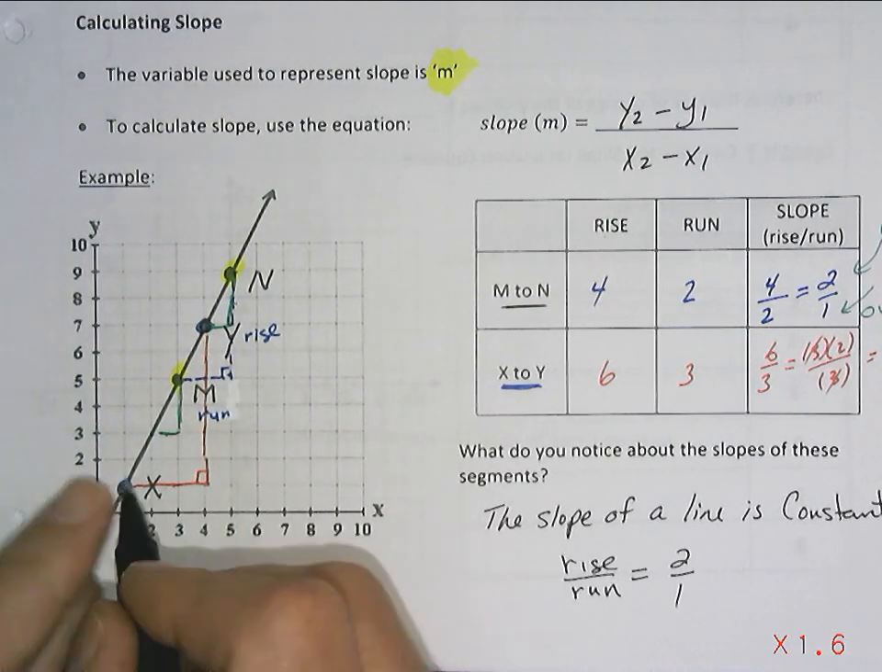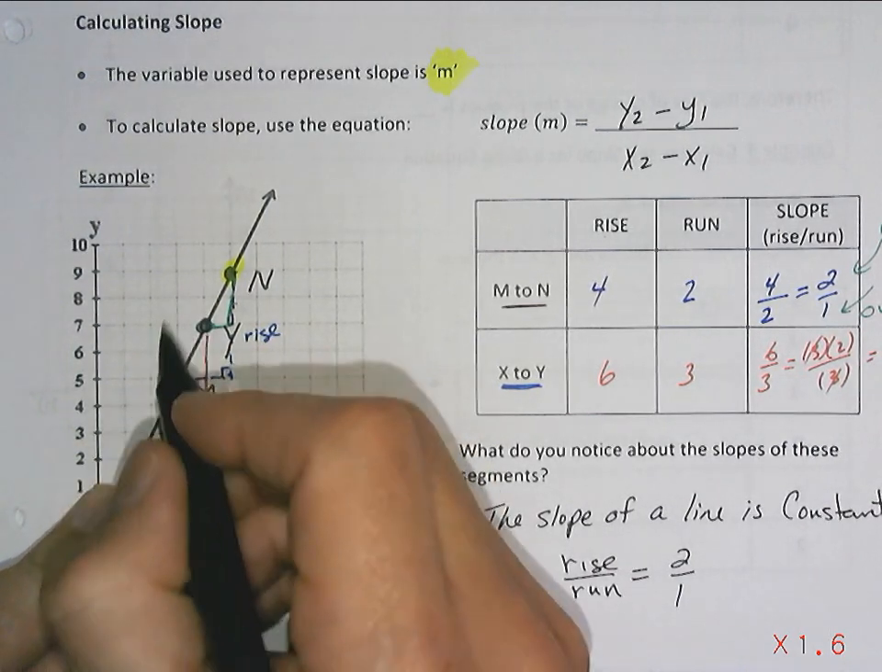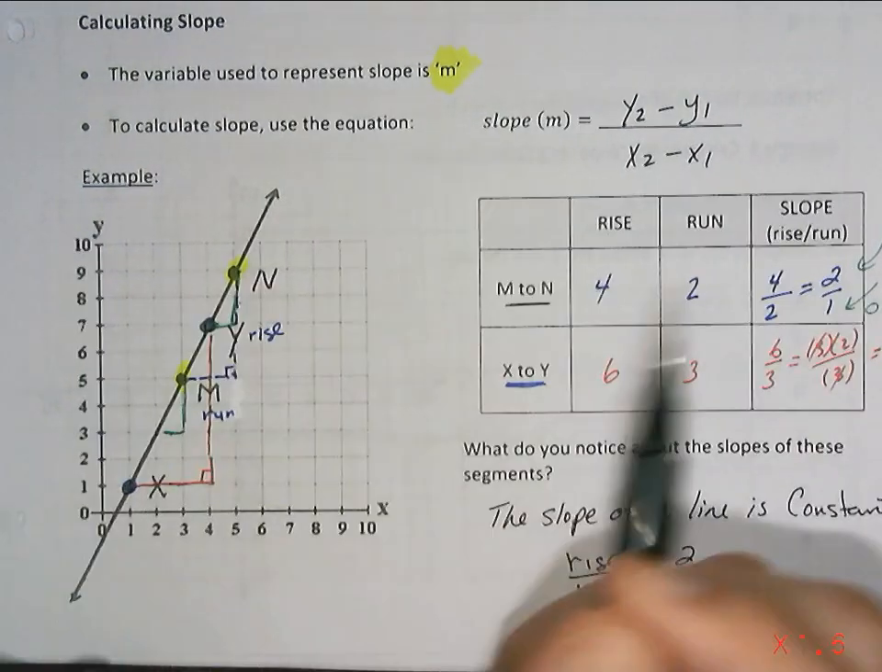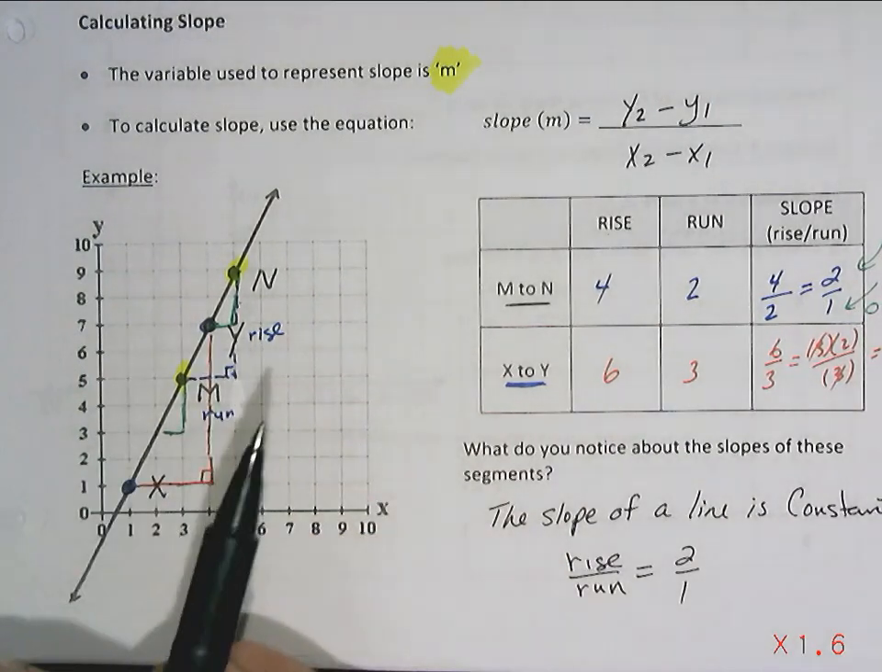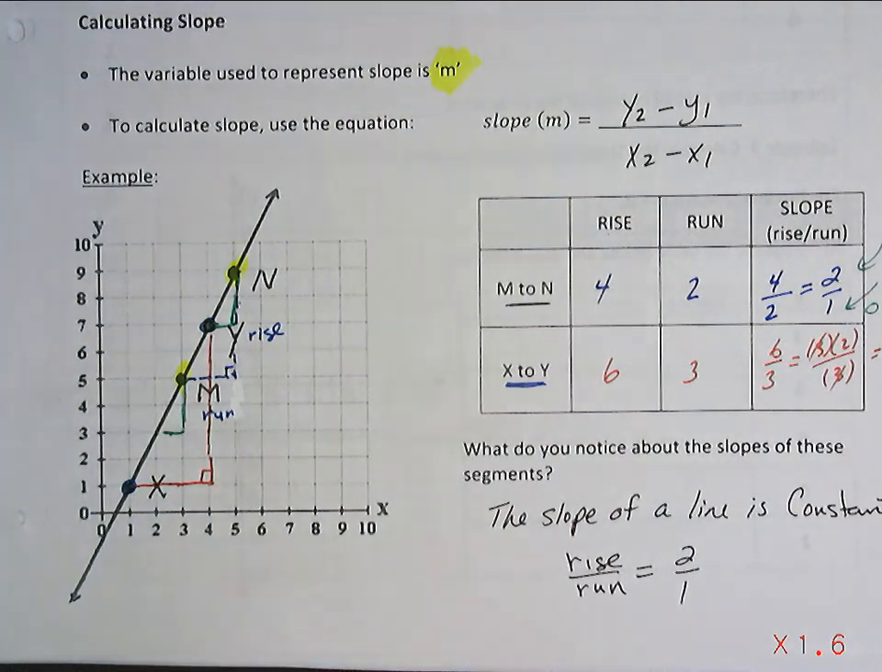So if I go over 1, I go up 2. If I go over 2, I go up 4. If I go over 3, I go up 6. If I go over 4, I go up 8. If I go over 5, I go up 10. Okay? Do we see that? Okay, so this is constant.